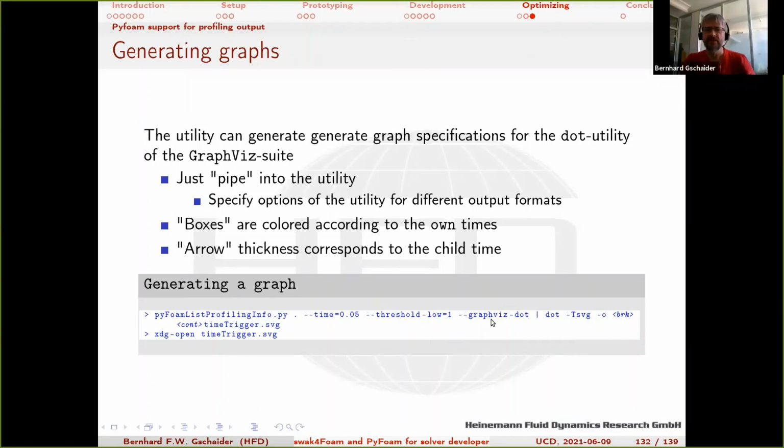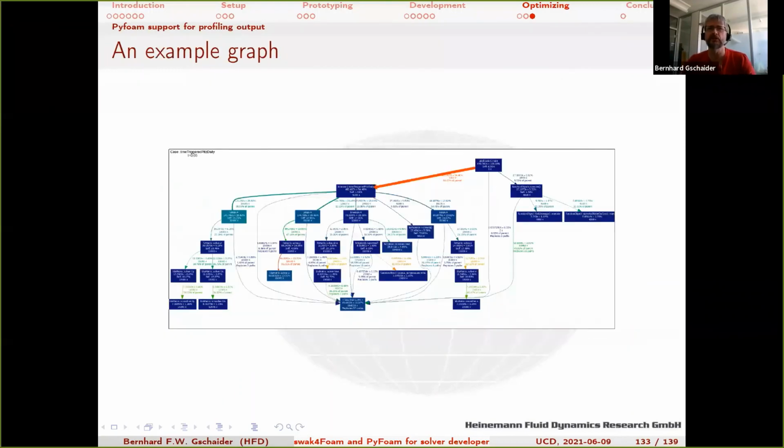installed on your machine. Basically, you give it the regular output, you then say graph with dot, and it generates something that dot can read. So you put the pipe here and you pipe it into dot, and then you can give it the regular options. Here, for instance, I generate an SVG file. The advantage of SVG files is that it's a vector format, and I can load it into my web browser and have a look at it like this.